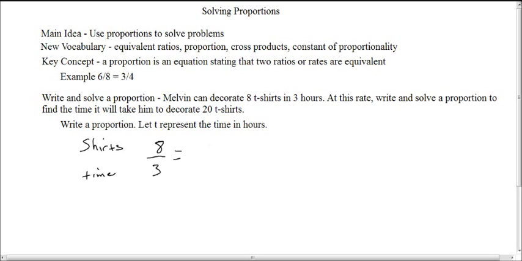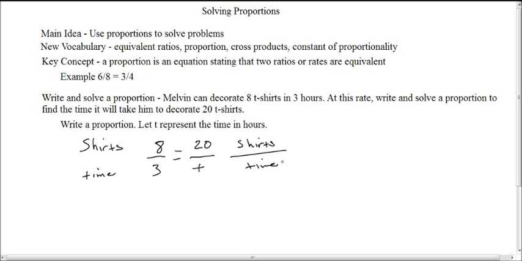So if I do that, it tells me 20, but we don't know the time. So we say let T represent the time. So we'll let T represent time. And again, we're talking about shirts, and that's over time.